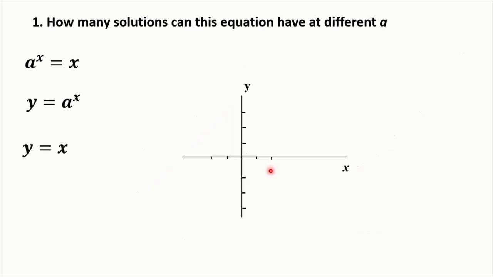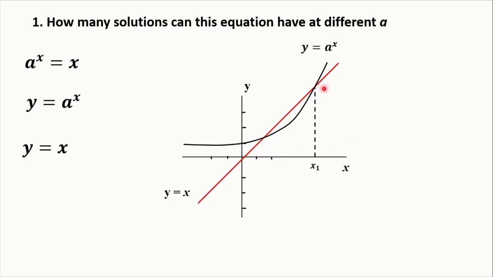The third case, again we plot straight line for right hand side and the curve corresponding to a to x. In this case there are 2 points of intersection, so we have one solution here and one solution here. So in this case, this equation has 2 solutions.